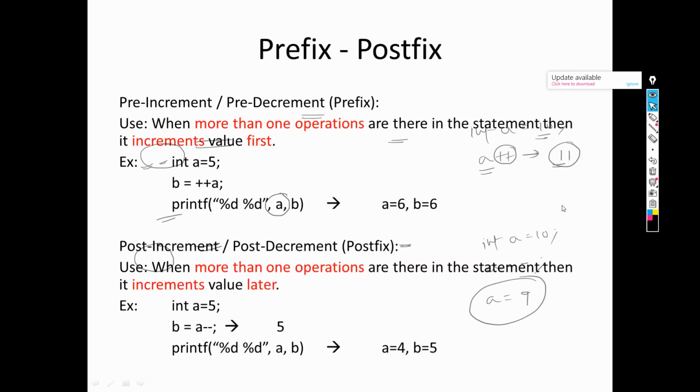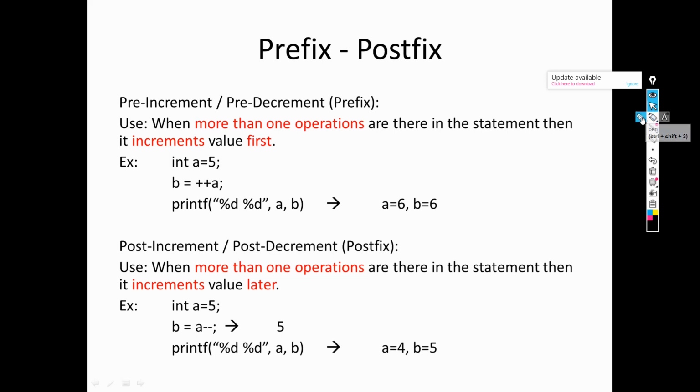Now in this case, two different types of possibilities exist. One is pre-increment and the second one is post-increment. Or we can say one is prefix and one is postfix. Now let us try to understand what is prefix and what is postfix. Prefix means pre-increment or pre-decrement. We will try to understand this with one simple example.